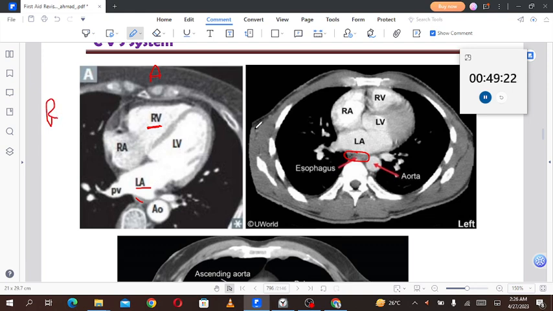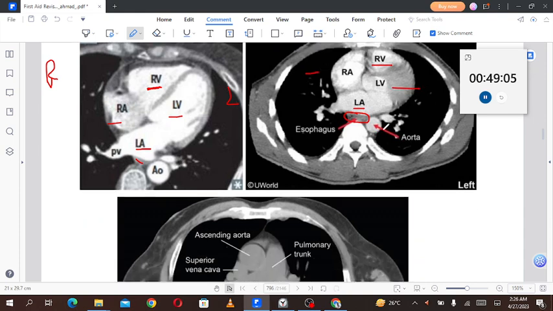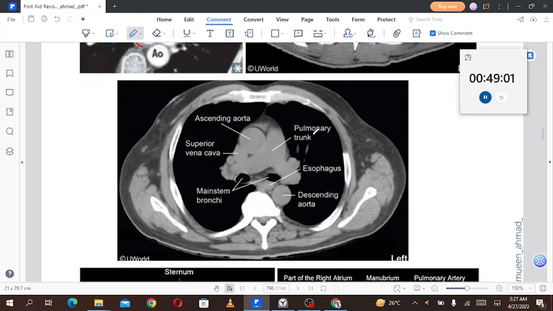This is the right side and this is the left side. So the right lateral border is formed by the right atrium, while the left lateral border is formed by the left ventricle. The same picture is over here with a different angle. Right ventricle anterior most, left atrium posterior most, right atrium on the right border, left ventricle on the left border, and posterior to all of these things we have the aorta as well. Then the esophagus.